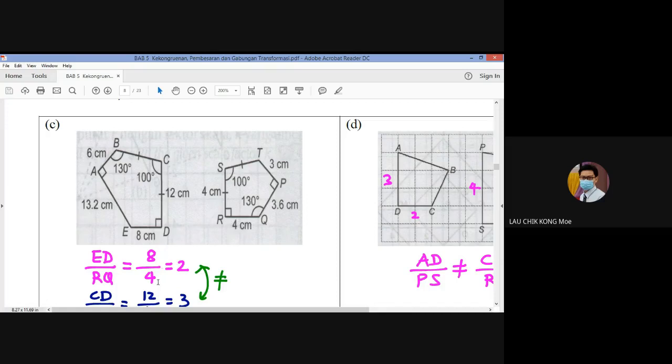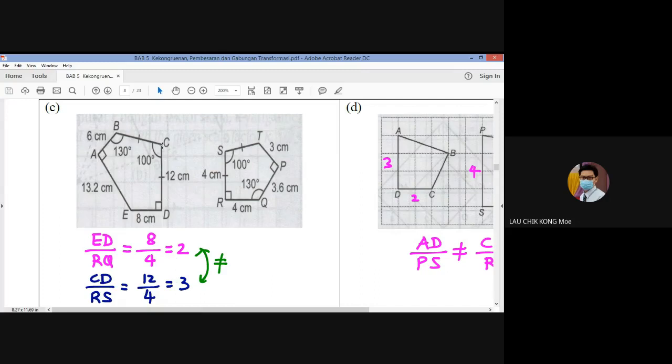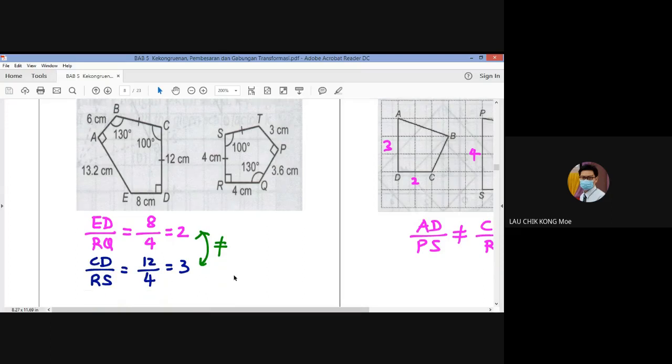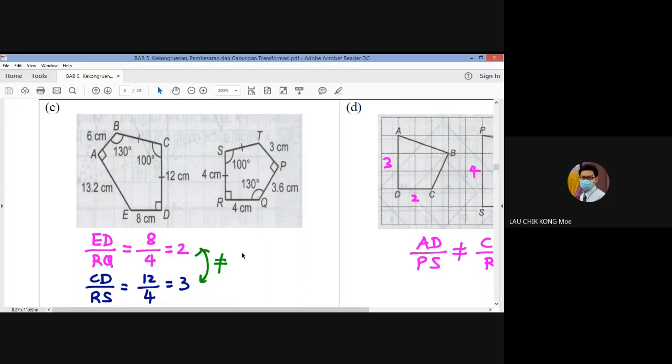RQ is 4, so 8 over 4 is 2. Okay, we take another pair. I take CD. CD corresponding to SR or RS, up to you lah, RS sama lah. So 12 centimeter divided by 4 is 3. So these two ratios are not the same, right? Not equal. So the answer from Clarissa is correct lah. Very good.